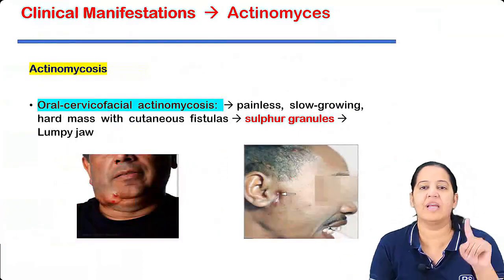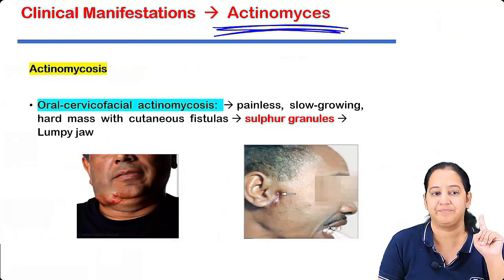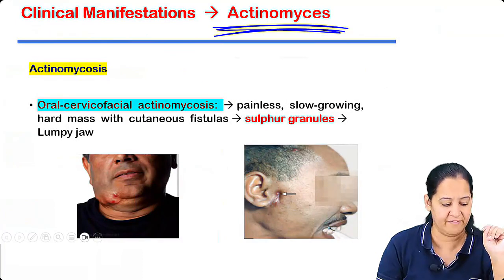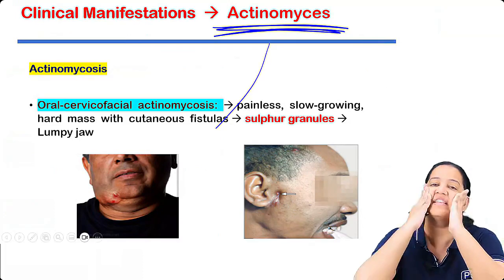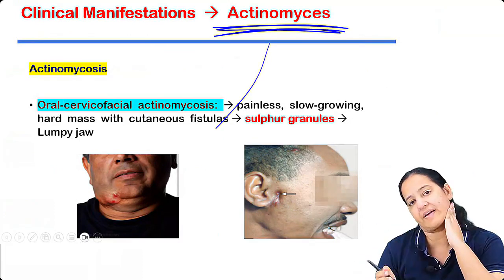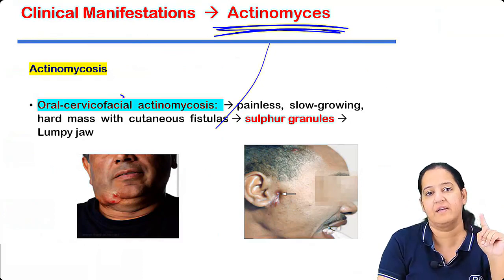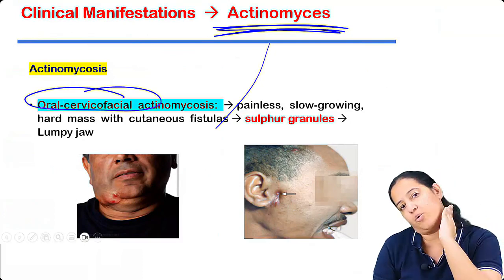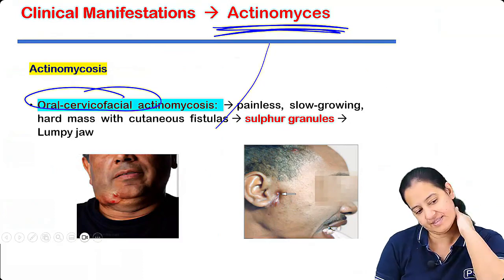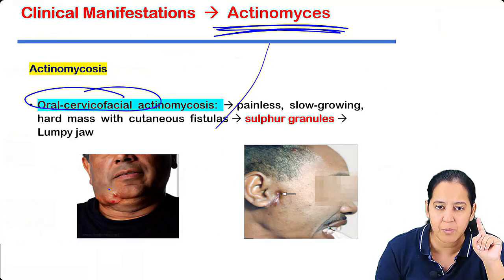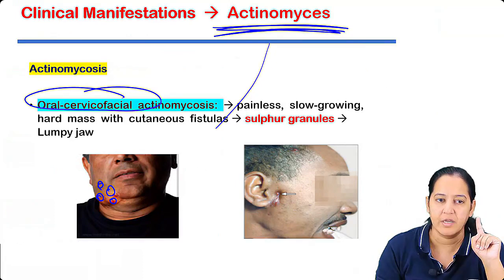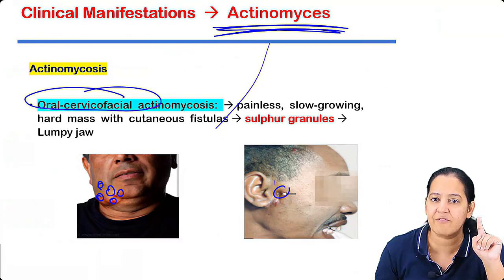Let me tell you the clinical manifestation of actinomyces. So it causes disease on the face and the neck. Only face and the neck. Orocervical, only on the face and that cervical area. So what happens in the disease? Multiple small sinuses are formed. Can you see? Multiple small sinuses are formed in this area.